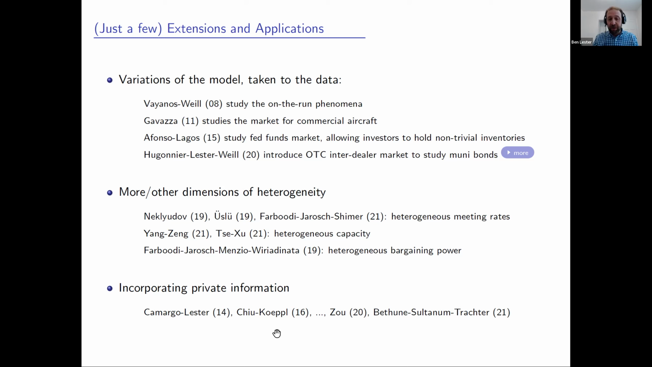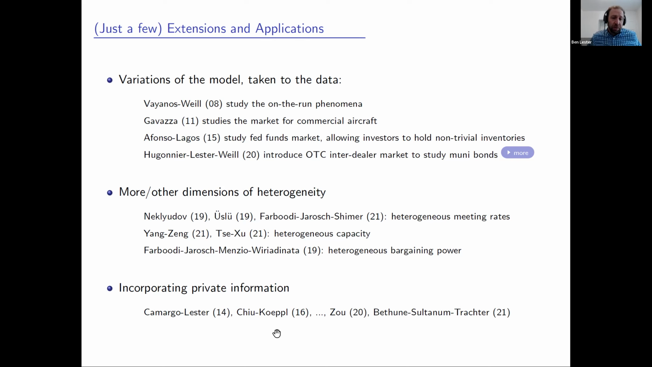In some of these papers, the dealers who emerge as natural intermediaries are the ones who just meet people the fastest. Maybe they have the best Rolodex of phone numbers of customers, or they have technology that allows them to trade fast. There are other papers that have just come out, I think one in RFS and one in RED, where you think about heterogeneous capacity.